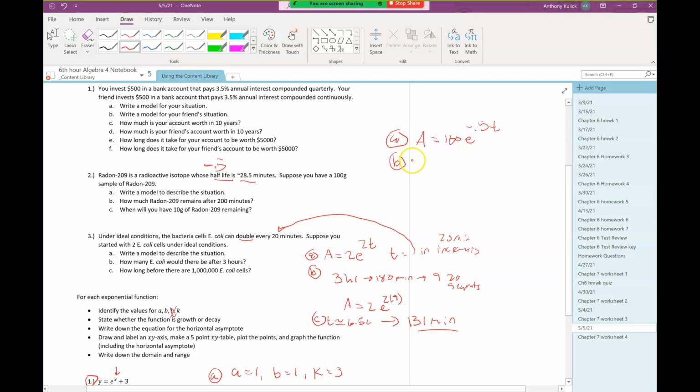So for part B, to find my value of t that I need, I'm going to take 200 and divide it by 28.5, and then plug that in.